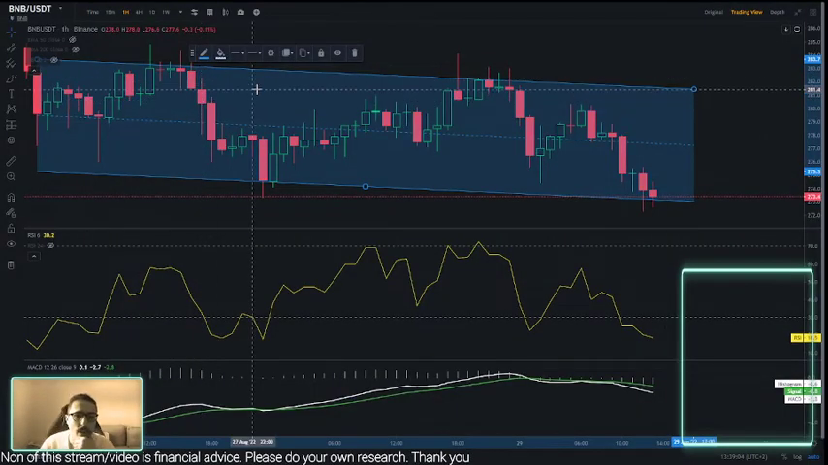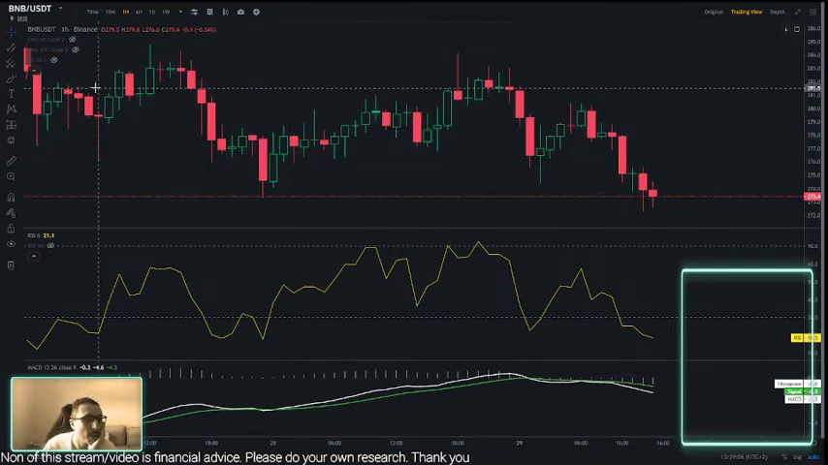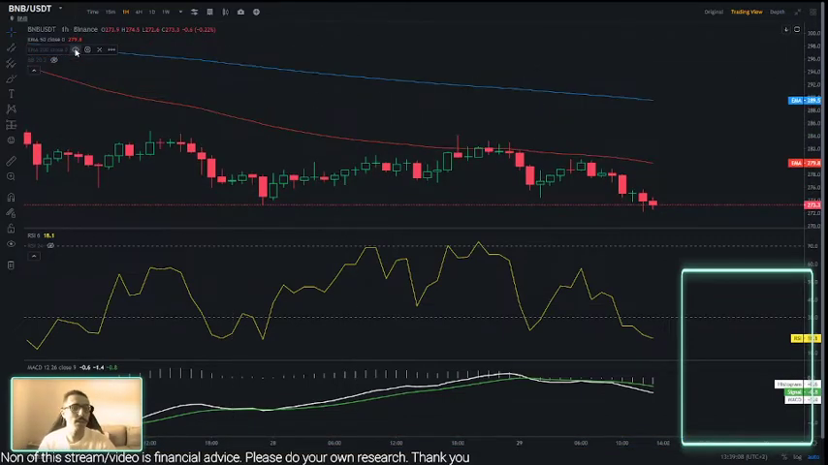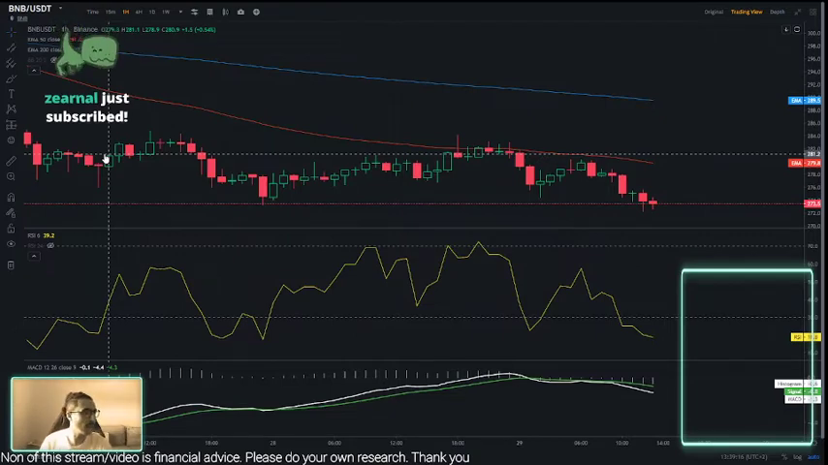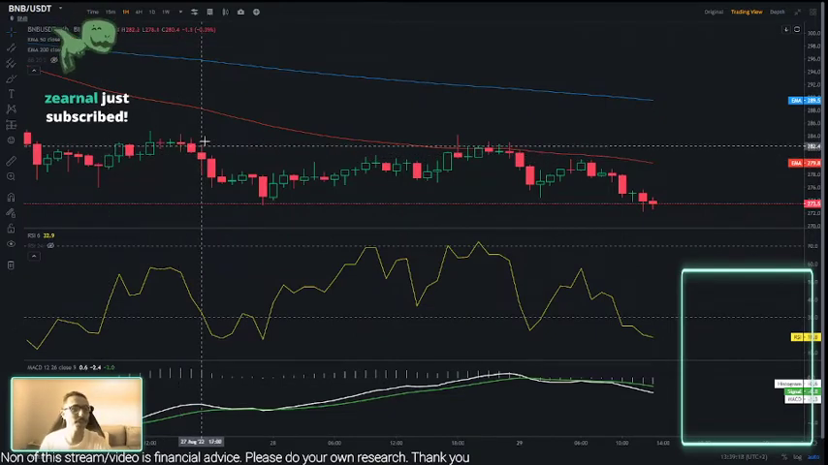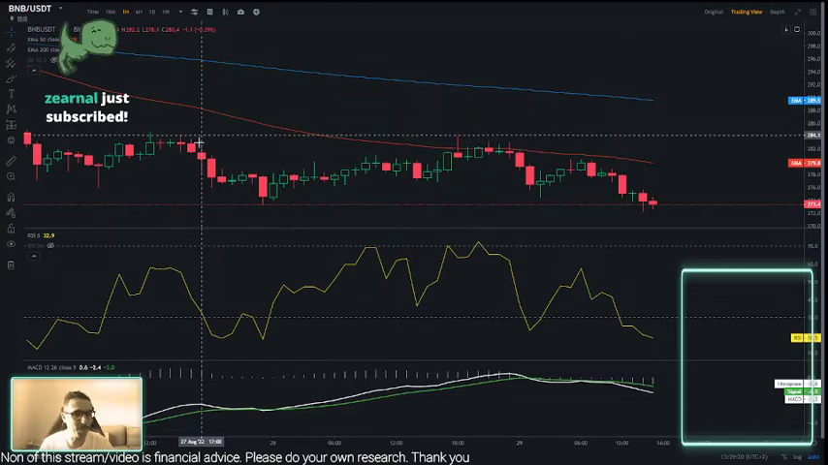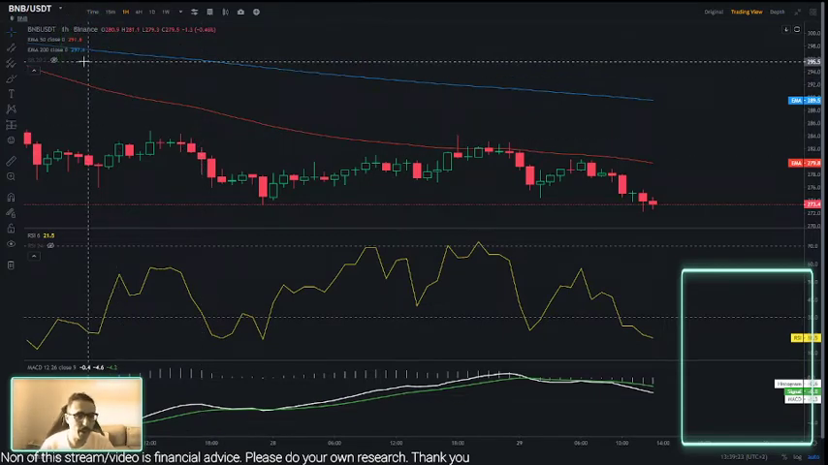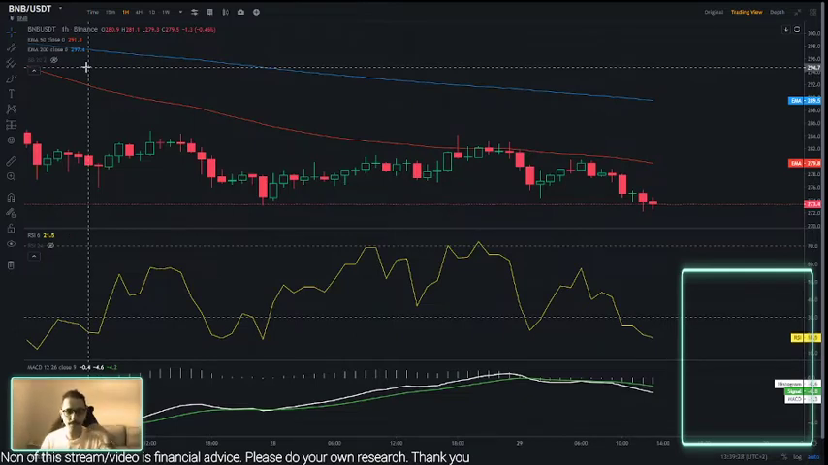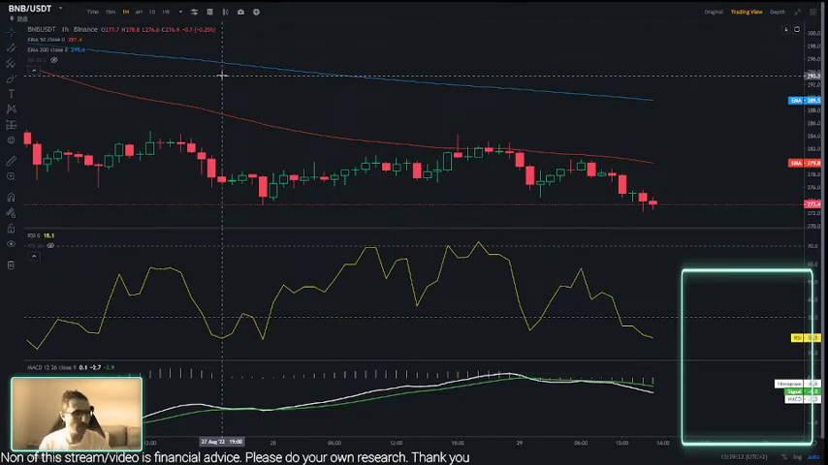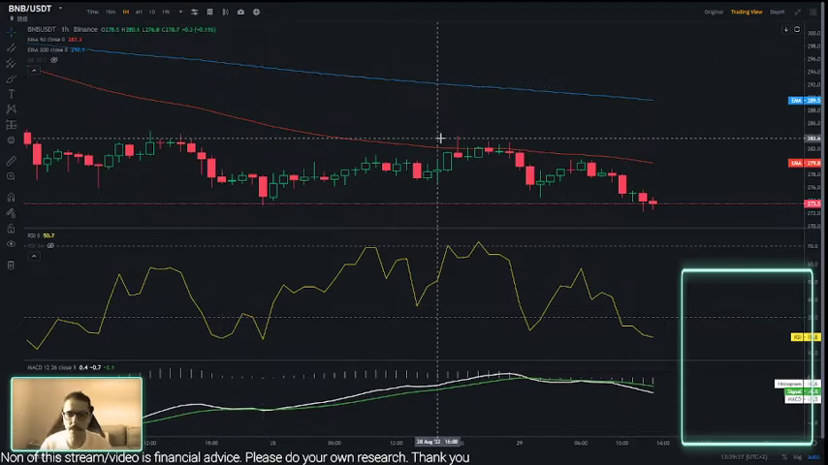Now the EMAs, so let's delete it. Boom, bye bye. We are using the 50-day exponential moving average and the 200-day exponential moving average because, and thank you, Arnold, for the sub. Welcome on board. We are using exponential moving averages because they are moving faster than the simple moving average, and I like the fact that those two averages will move faster.